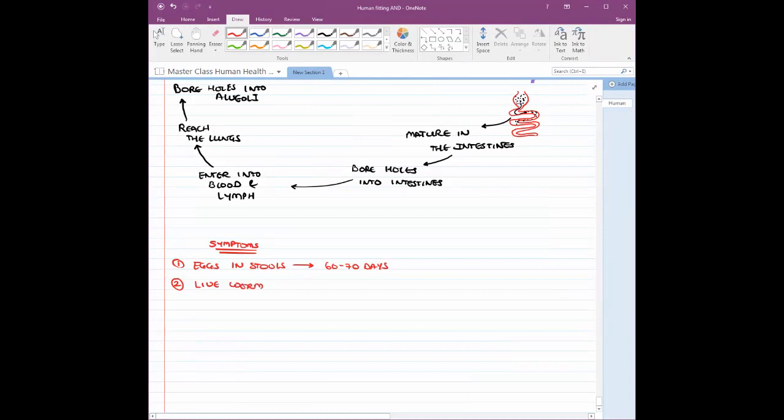Okay, live worms coming in the stool. Small worms, like small white maggots kind of thing, constantly moving. It is very, very evident. So the moment you have a situation like this, immediately you need to alert your parents and see some doctor.